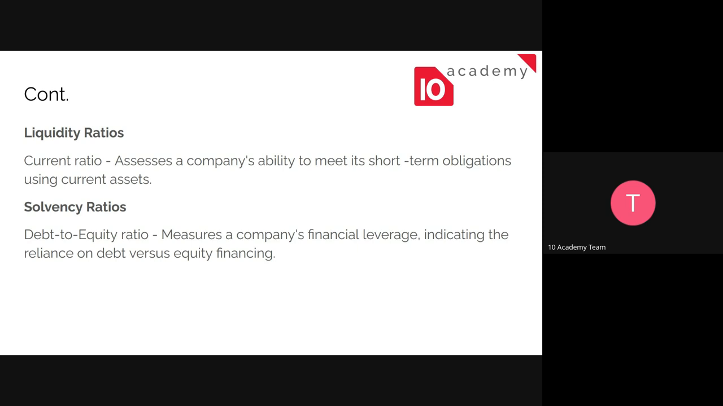And solvency ratio is debt to equity ratio. So how is the financial leverage of the company, which indicates reliance on debt or reliance on equity.